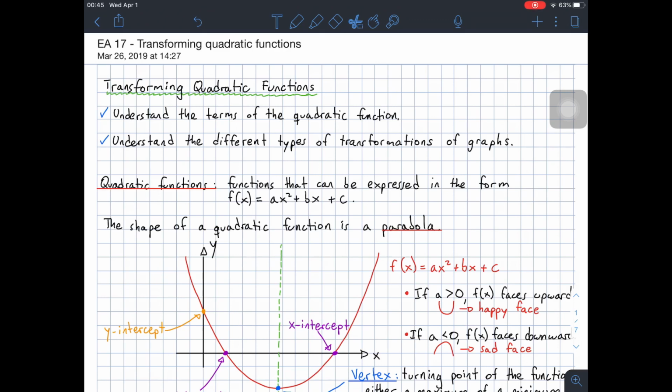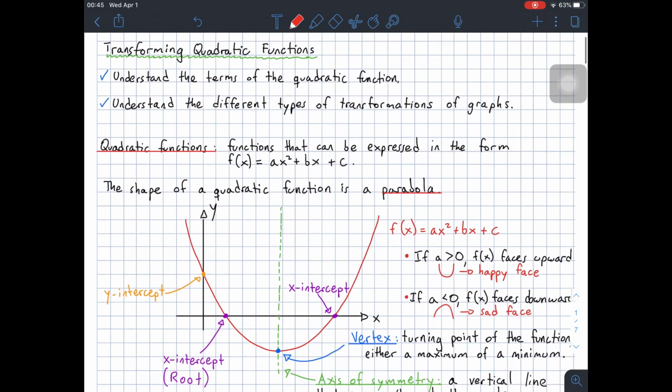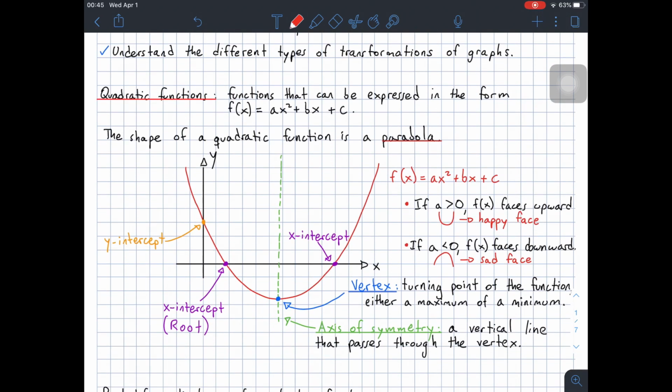So we're going to concentrate on one specific type of function, which is the quadratic function, which you've heard about a lot already. So the objectives for today's class: first of all, understand the terms of a quadratic function, and number two, understand the different types of transformation of graphs. Okay, so first of all, let's start defining what a quadratic function is.